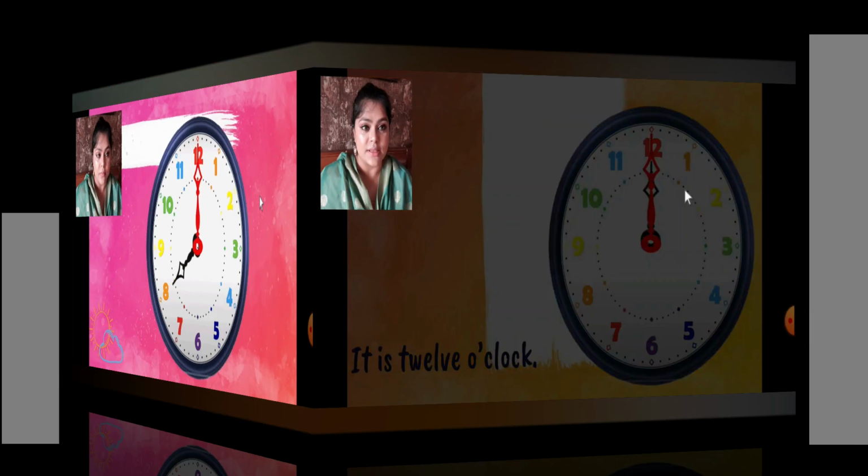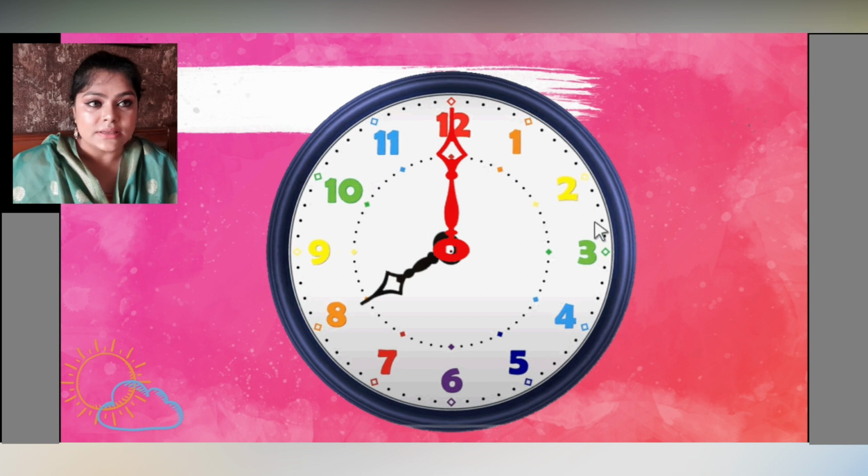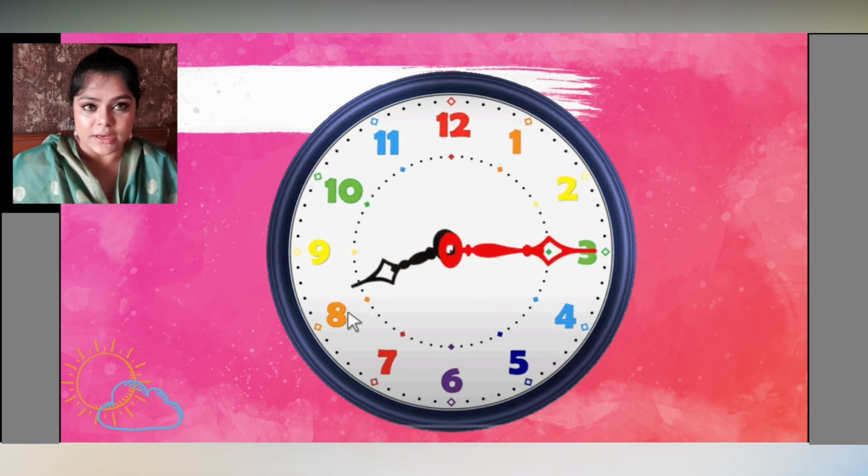Okay. Now next. Now see the time here. Our hour hand is pointing in between the 8 and the 9. So it is still 8 o'clock, correct? Now here the minute hand is pointing to 3. Now what time is it?